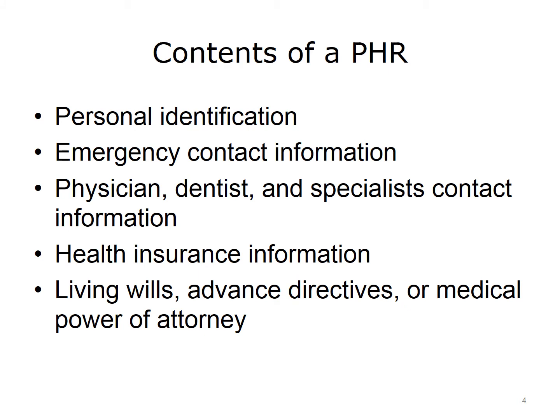Given that key differences exist, the content of the PHR will have some similar pieces, but also have different components than a patient's legal medical record. According to the American Health Information Management Association, AHIMA, a PHR should include personal identification, including name and birth date, people to contact in case of emergency, names, addresses, and phone numbers of healthcare providers, for example, primary care physician, dentist, and specialists, health insurance information, living wills, advance directives, or medical power of attorney.